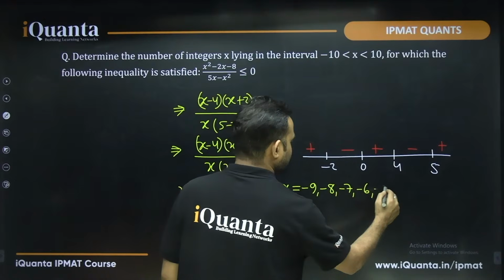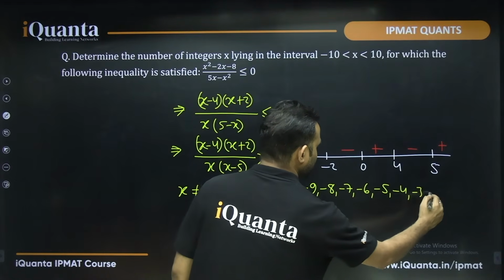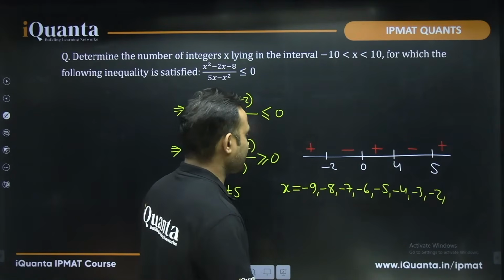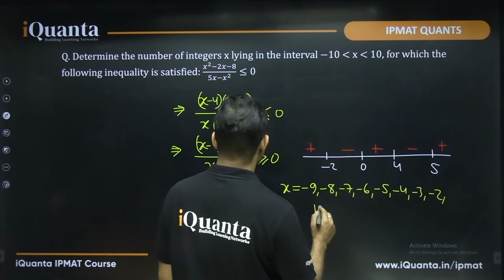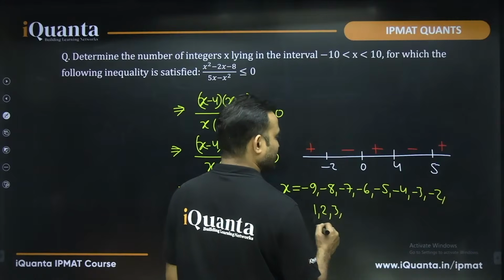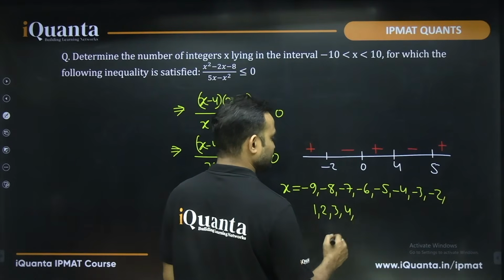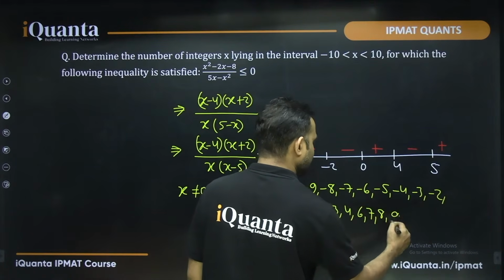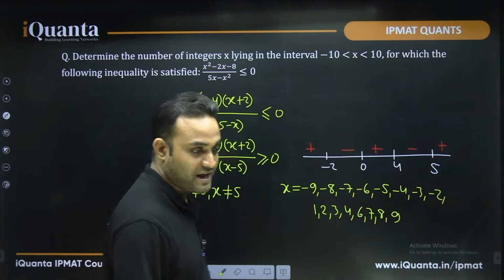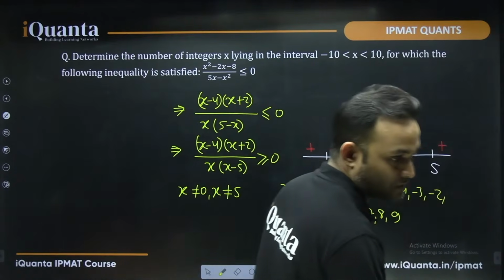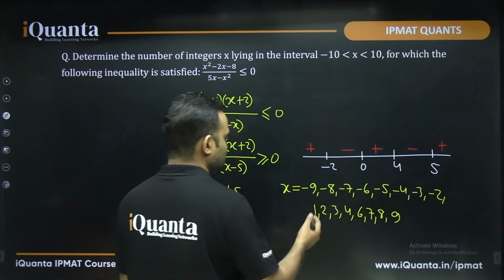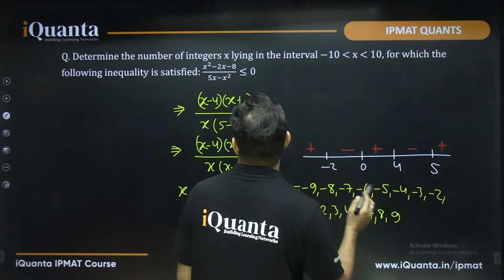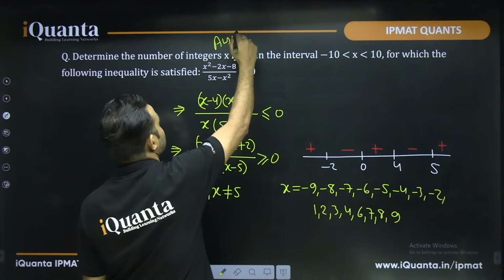minus 7, minus 6, minus 5, minus 4, minus 3, minus 2 we can also take. Then from 0 to 4, I can take 1, 2, 3. I can take 4 as well, because at 4 it will be 0. Greater than 5, 5 cannot be taken, so 6, 7, 8, 9. These are the values of x which will be satisfied. No, I am not including minus 10 and 10. So counting 1 to 16, the answer will be 16.